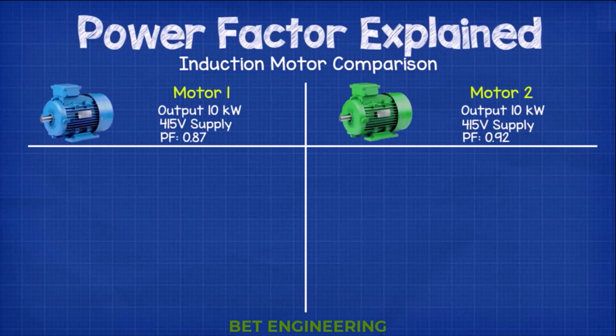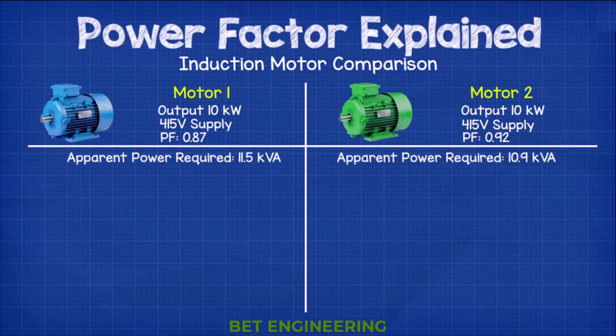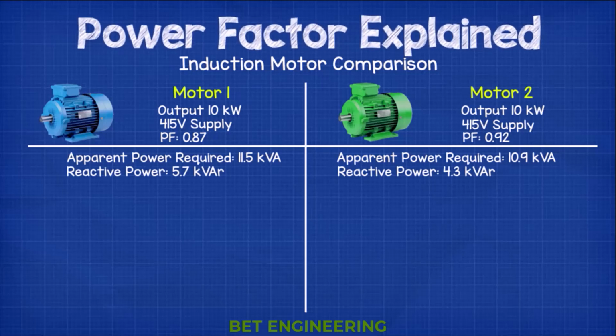If we compare two induction motors that both have an output of 10 kilowatts and are connected to a 3-phase 415 V 50Hz supply, one has a power factor of 0.87 and the other a power factor of 0.92. Both motors will deliver 10 kilowatts of work, but the first motor has a lower power factor compared to the second one, meaning we're not getting as much value for money. The first motor will need to draw 11.5 kVA from the electricity grid to provide the 10 kilowatts of power. The second motor will need to draw just 10.9 kVA from the electricity grid to provide the same 10 kilowatts of power. This means the first motor has 5.7 kVArs and the second motor has just 4.3 kVArs.